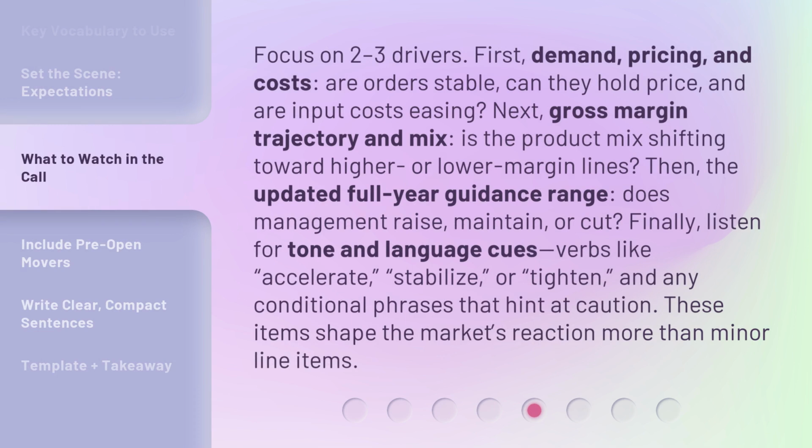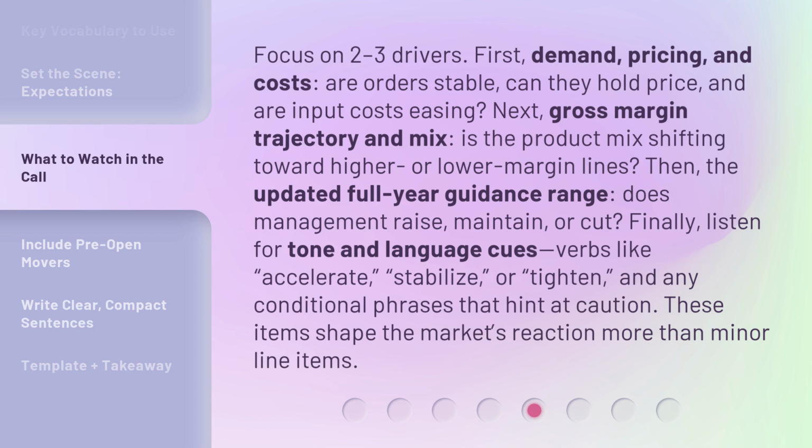Focus on 2 to 3 drivers. First, demand, pricing, and costs. Are orders stable? Can they hold price? And are input costs easing? Next, gross margin trajectory and mix. Is the product mix shifting toward higher or lower margin lines?